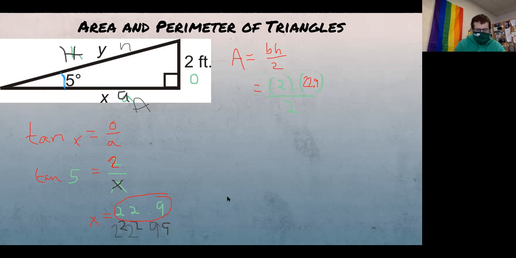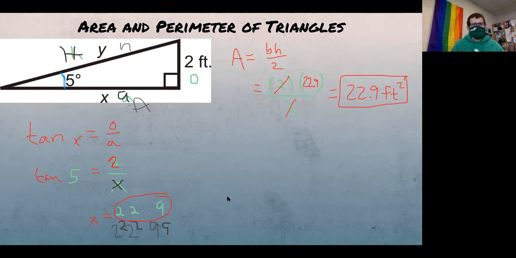So at this point, that was all good, 22.9. So now we've got our 22.9, and we don't even need the calculator for this because the 2 and the 2 cancel each other out. It's 22.9 square feet. All right. So that's the area. We were able to do that with a little bit of trigonometry to help us.